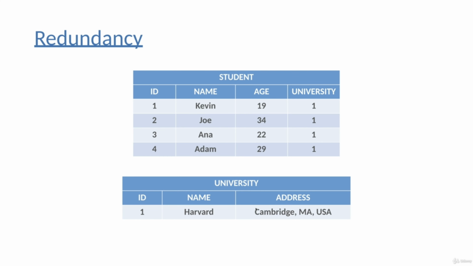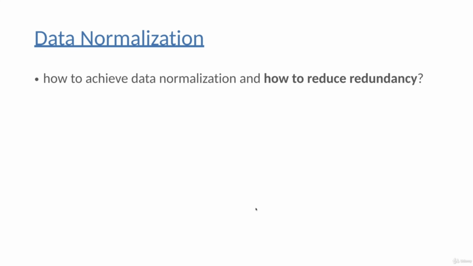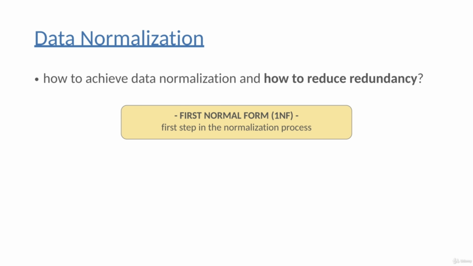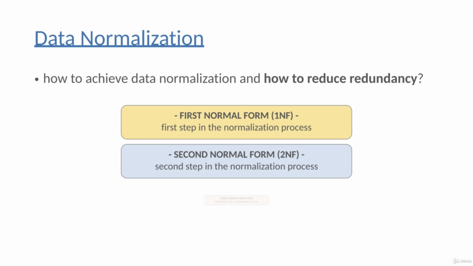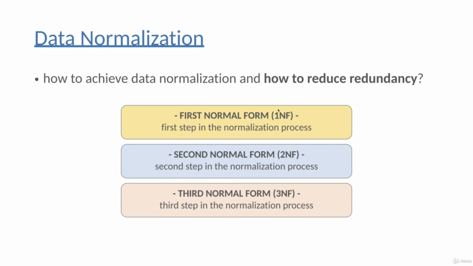A good question is how to achieve data normalization and how to reduce redundancy. There are several approaches. We are going to consider the three most crucial approaches: the first normal form, the second normal form, and the third normal form. These are the topics we are going to talk about on a one-by-one basis in the coming lectures.